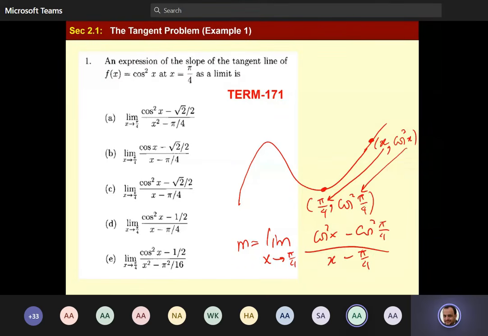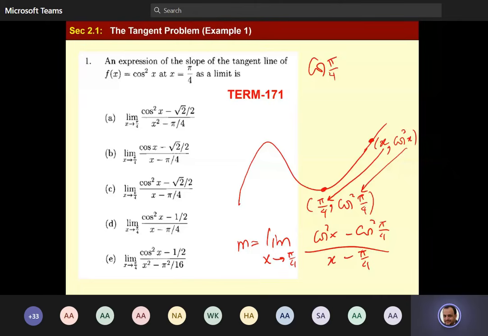Now, what is cosine squared pi over 4, ya shabab? What is cosine pi over 4? Square root of 2 over 2. Am I right? Square it. It will be 2 over 4, which is a half. So this is a half, and the answer is D. You are right. The answer is D.